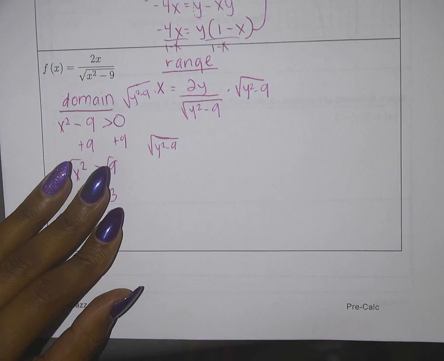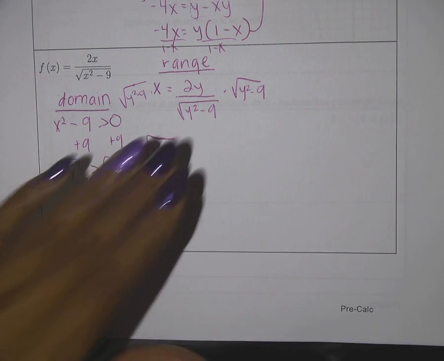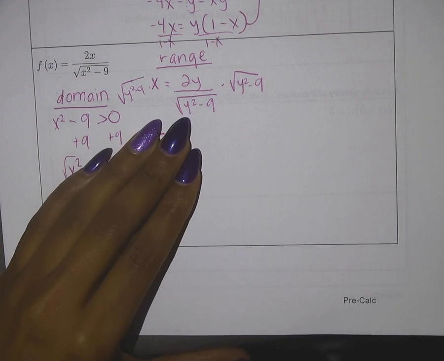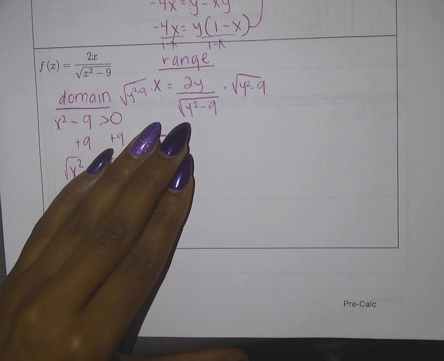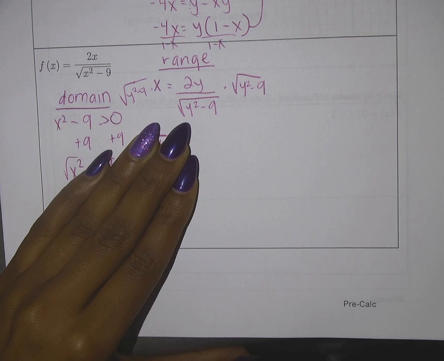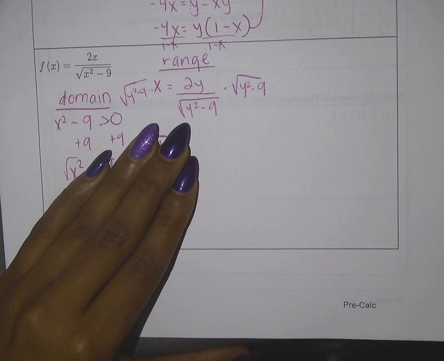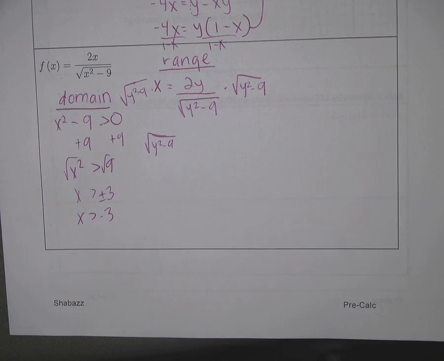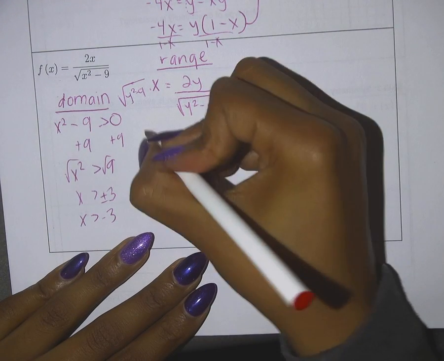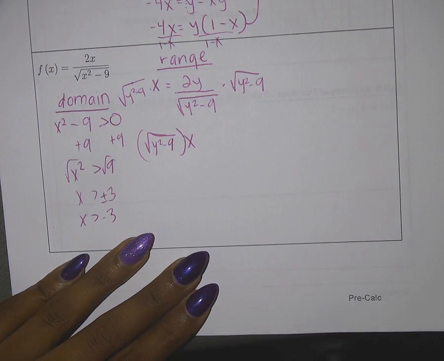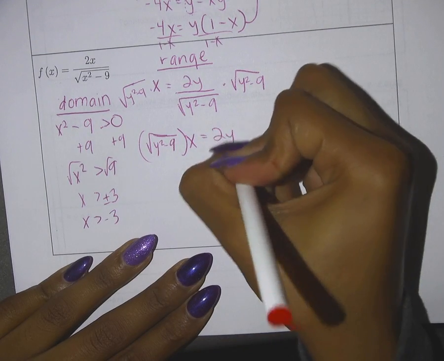Wait, why in the original was it an x and now we changed it to a y? Because that's step 1, you have to swap them. Okay, so if I'm good with that, I have to times that by x, and that should be equal to 2y.